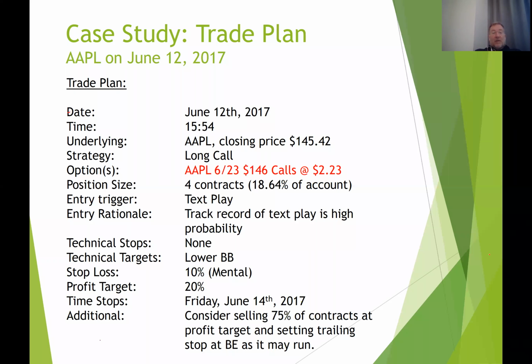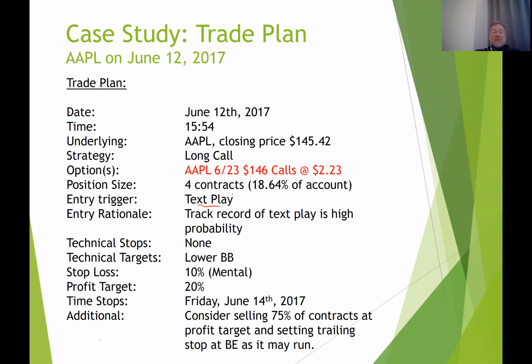Steve's got a long call, and we're going to go into a 6/23, so a couple weeks out, 146 call with $2.23. We're going to position size at 20% or less of our account. It's 4 contracts, which, by the way, allows us to have a little bit more stop than 10%. The entry trigger, well, here's our entry trigger. It's a text play. The rationale for entry is that Steve's text plays have a track record of being very, very high probability. In fact, probably 75, 80% of them are correct.